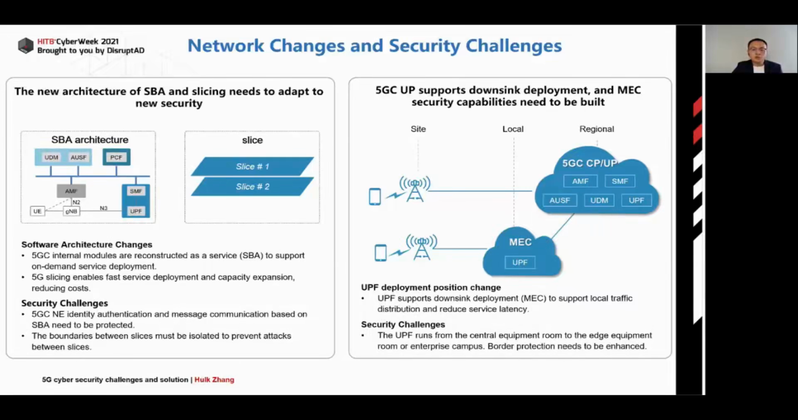And also, the other very representative network change is that the user plane function is moved out of the 5G core network. On the right-hand side figure, we can see the UPF is deployed within the MEC. So positively, the UPF supports downward deployment to support local traffic distribution and reduce service latency. This is quite useful, helpful, and cost beneficial.